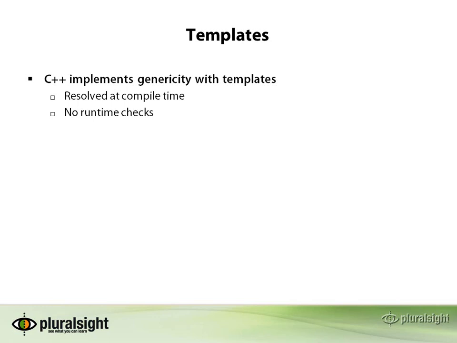Templates are resolved at compile time, not at runtime. This has some benefits and some drawbacks. The number one benefit is speed. All of the performance hit is taken at compile time. There is zero performance hit at runtime. The compiler actually generates versions of the code for the various types that you're using it with.